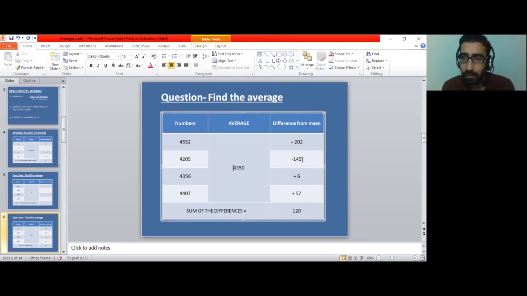Just add them up. If you add the 4 of them up, you get a total difference. The sum of differences is equal to 120. Now, what does that mean? What I want to tell you here is, say, these were savings of 4 people. Savings of one is rupees 4552, of the second rupees 4205, and 4356 and 4407.